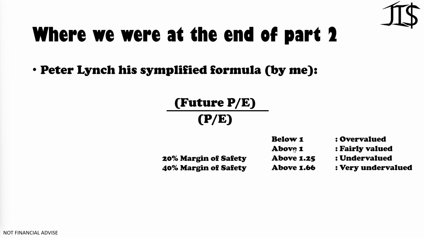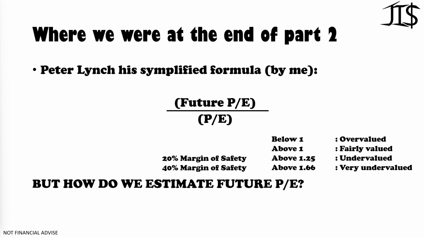Around 1 or slightly above it is fairly valued. When it's 1.25, it's undervalued by 20%. When it's above 1.66, it's very undervalued, with a 40% margin of safety. And as you know, margin of safety is really key. But how do we actually estimate that future PE?